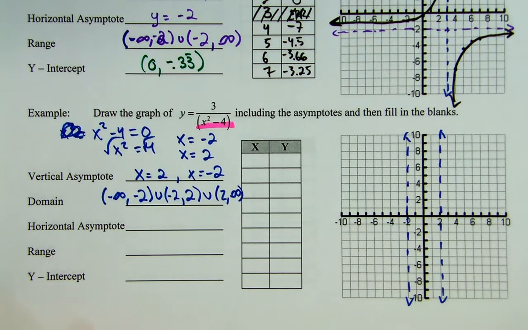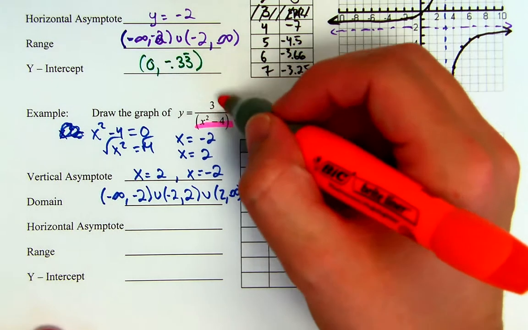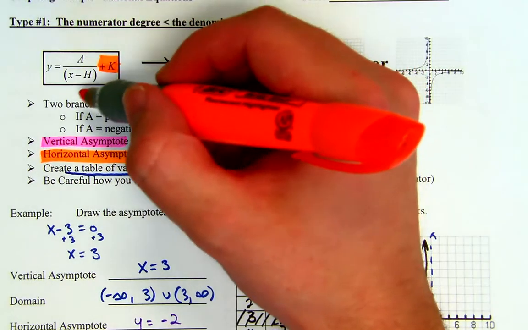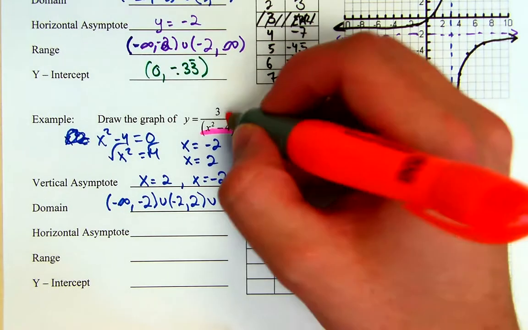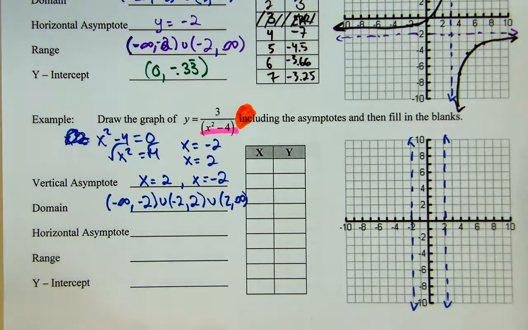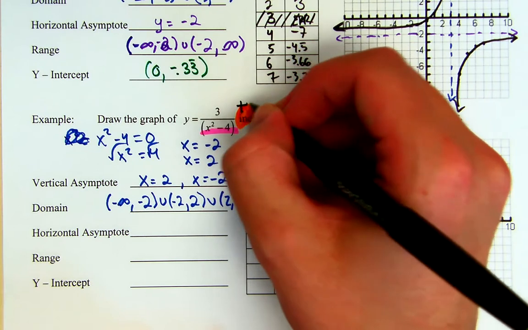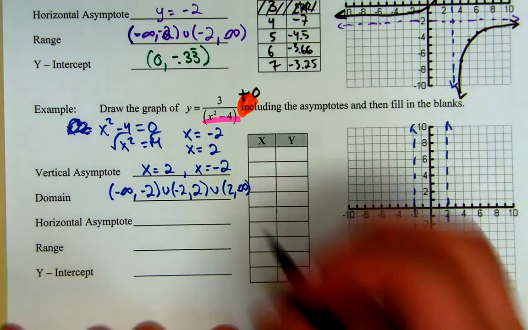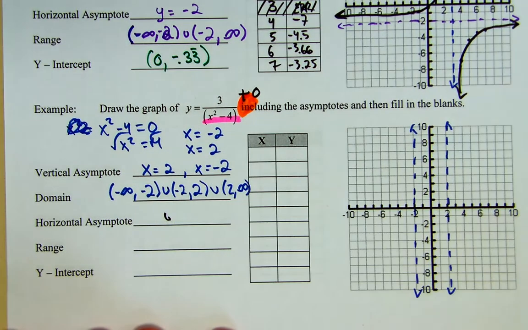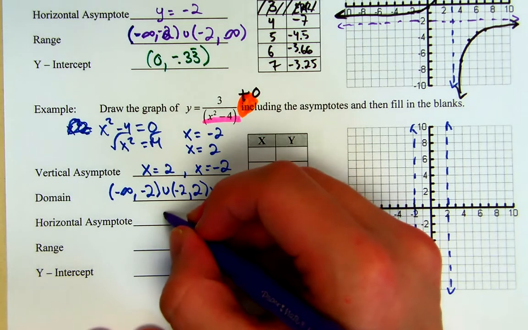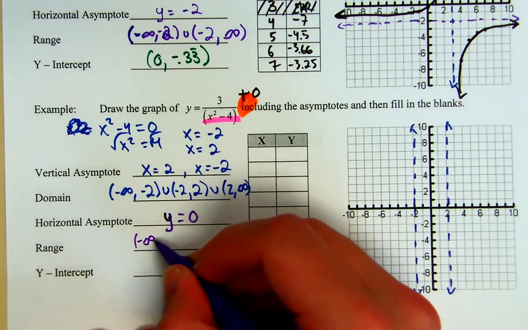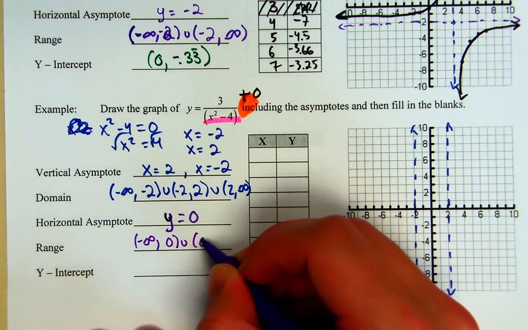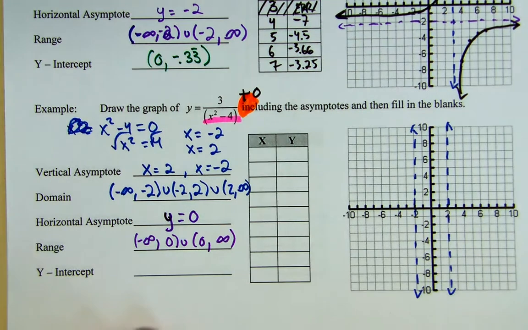Horizontal asymptote. Well, again, the numerator is bigger. This looks like my a over x minus h plus k, but there's no k here. Well, if there's no k, it's like saying, hey, I'm adding 0. So your horizontal is, let me keep consistent with color, y equals 0. So negative infinity, 0, union 0 to infinity.